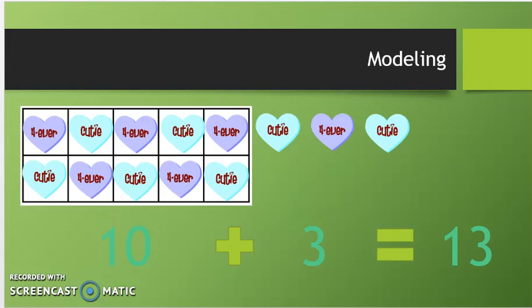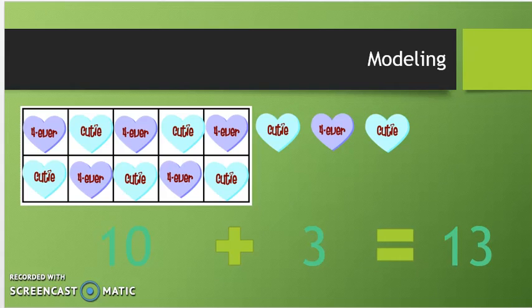So a 10 can be thought of as a bundle of ones. This is called a 10. So a 10 would be what we have in our 10 frame here. So as you can see, we have 10 counters. So you can count with me: 1, 2, 3, 4, 5, 6, 7, 8, 9, 10. So we have 10 ones right here.